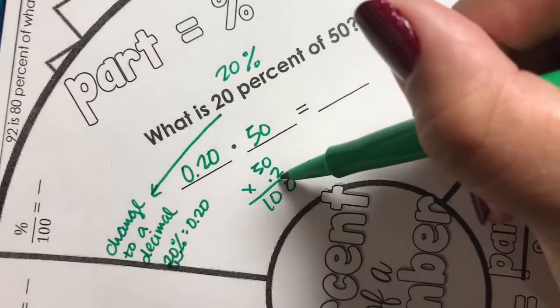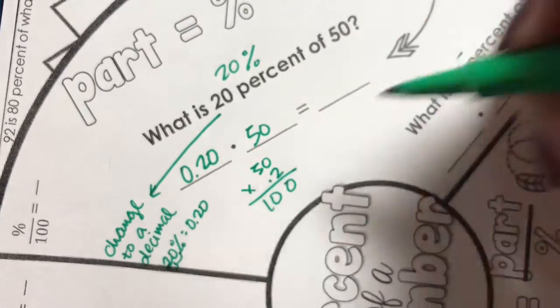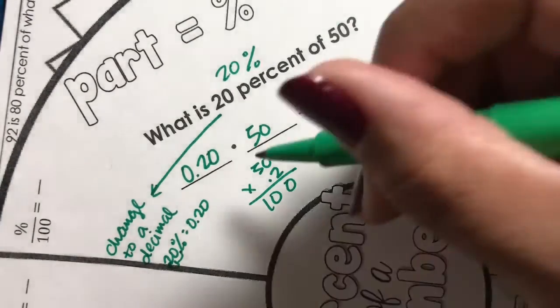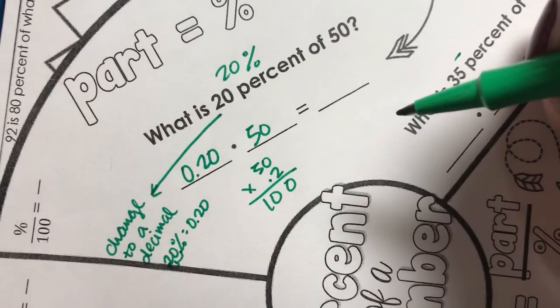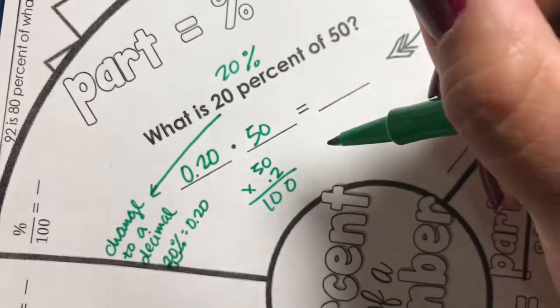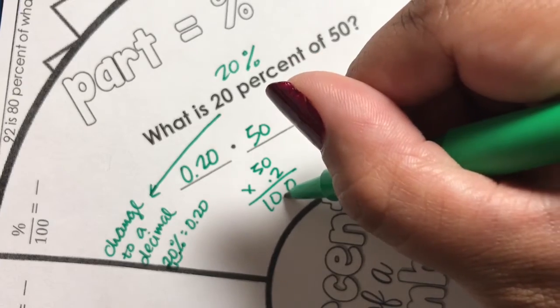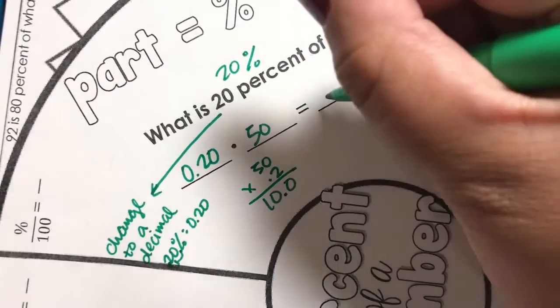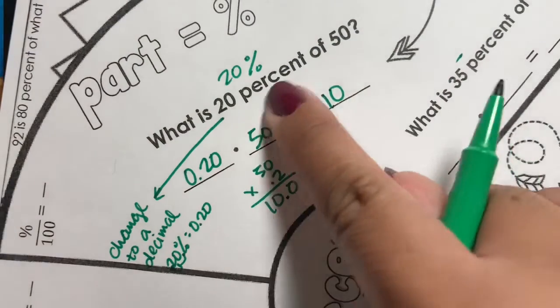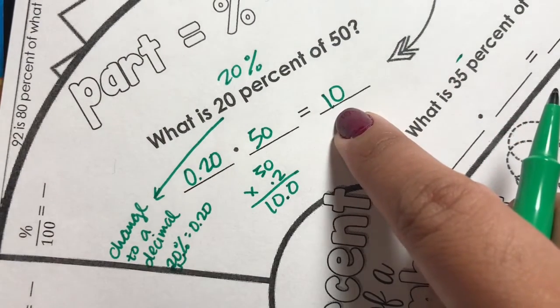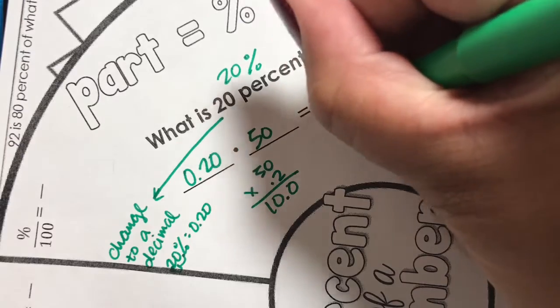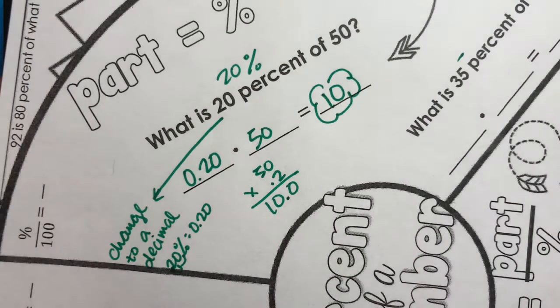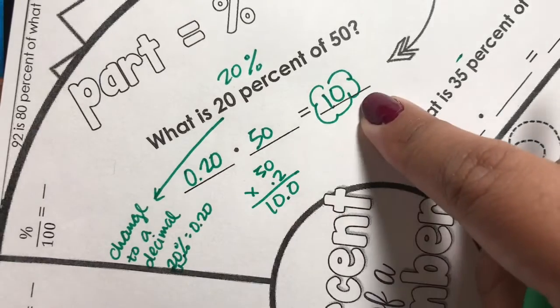Then I have to count the decimal place. Remember, whenever you're multiplying decimals, you just have to count how many places are after the decimal, and I just have one place, so I have to count one place and put the decimal there. And we're left with 10. So 20% of 50 is 10. Okay, I'm going to draw a little cloud over that. So that's the easiest way to find it.